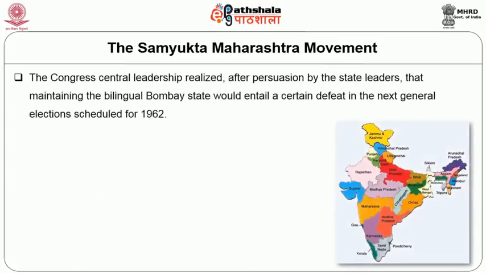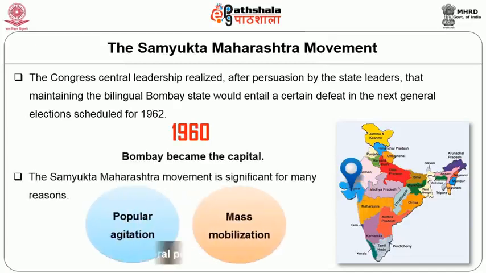Soon the Congress leadership realized, after persuasion by the state leaders, that maintaining the bilingual Bombay state would entail a certain defeat in the next general elections. Finally, the state was divided on linguistic lines into Gujarat and Maharashtra in 1960. Bombay became the capital of the latter.